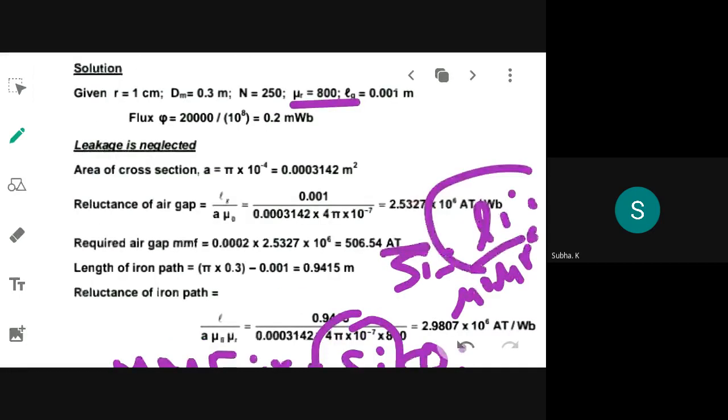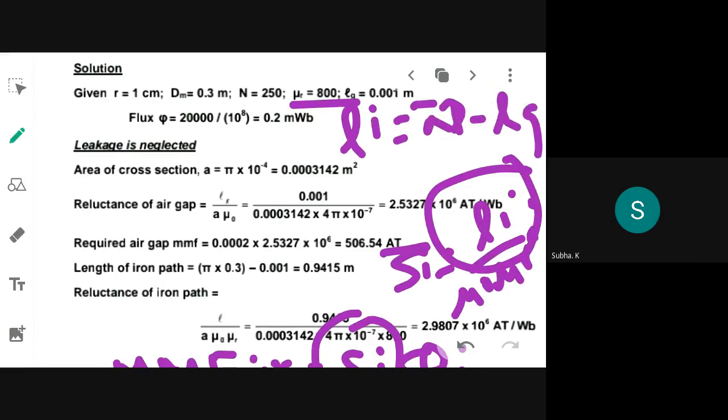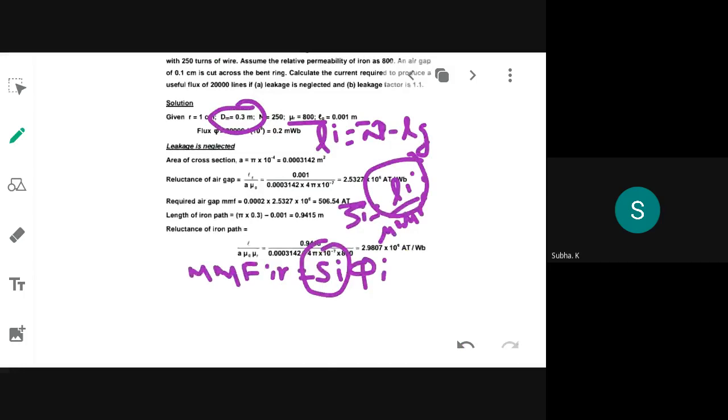Now the unknown parameter is L_i. So what is the formula for L_i? Pi d minus L_g. L_g is 0.001 meter. Diameter is 0.3. So using that I can calculate L_i. Then I can find out reluctance. Then I can find out the total MMF. Find it out.